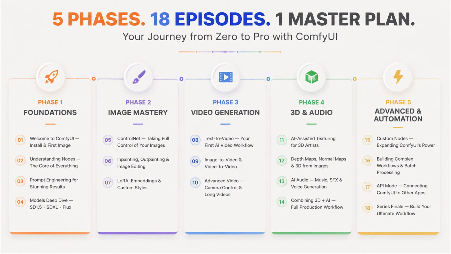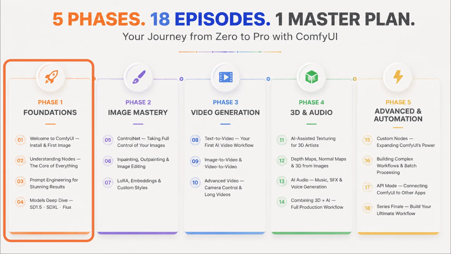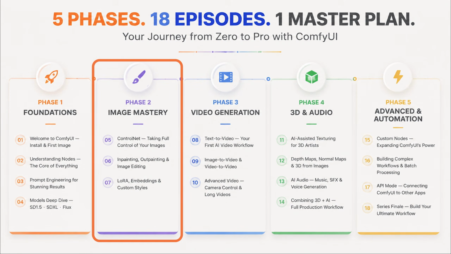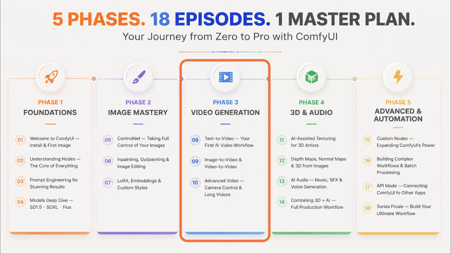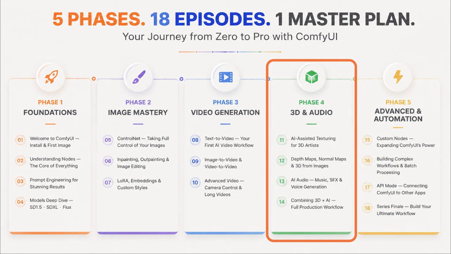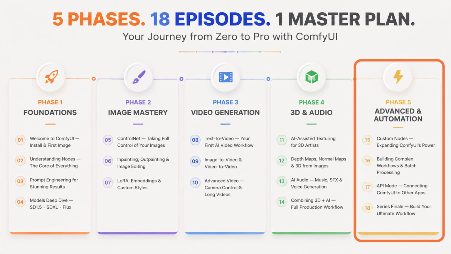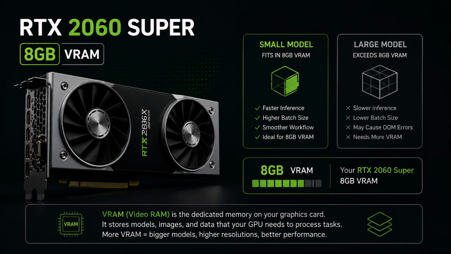We are going to cover this series in 5 phases. First phase with foundations, second phase with image mastery, third phase with video generation, fourth phase with 3D and audio, and lastly, fifth phase with advanced techniques and automations. I am using RTX 2060 Super with 8GB of VRAM, so if you have a similar card or anything in that range, you are good to go. So let's jump right in.